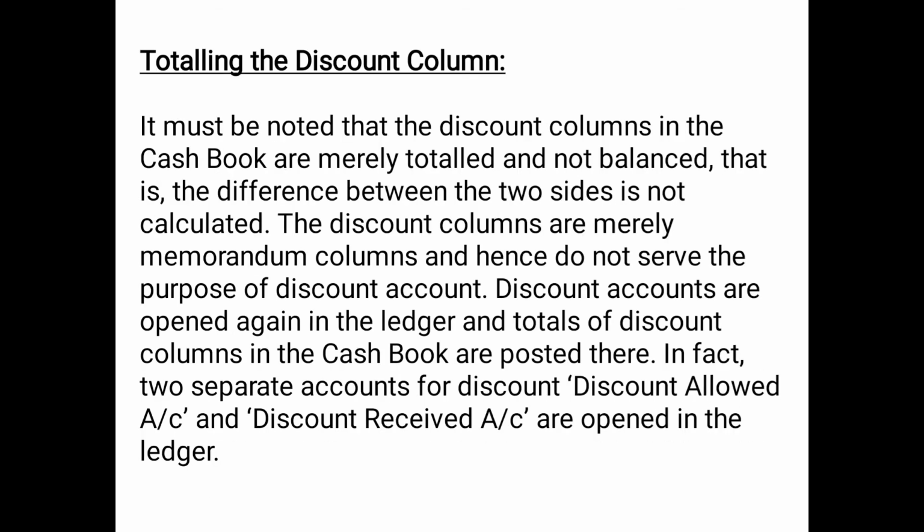Moving ahead, totaling the discount column. We know that the cash book is balanced, and how it is balanced we have already learnt in part 1. We balance the cash column and we balance the bank column as we used to do in the simple cash book, but the discount column will not be balanced. The discount column will only be totaled.